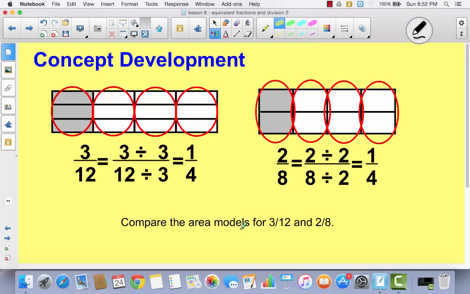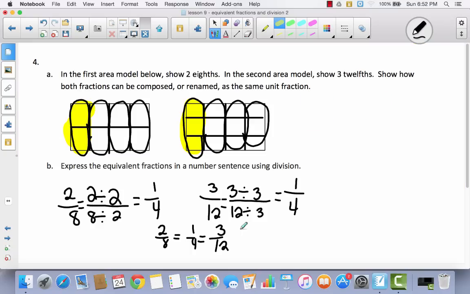Okay, so that is all of our problem set for today. So I want to review just a little bit. We were basically doing the exact opposite of what we did in lesson 8. In lesson 8, we started with the larger units. We would start with 1/4, and we would draw lines to decompose it into smaller parts. And we used multiplication because we were going from smaller numbers to larger numbers. We were going from fewer parts to more parts.